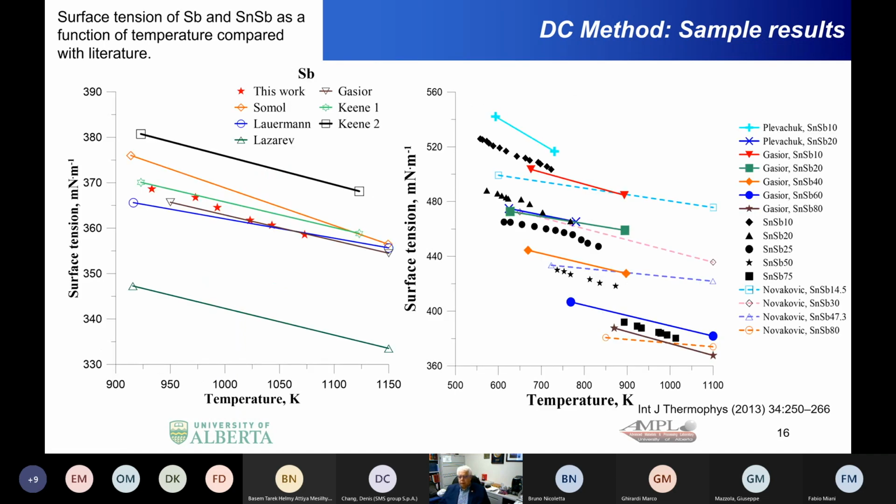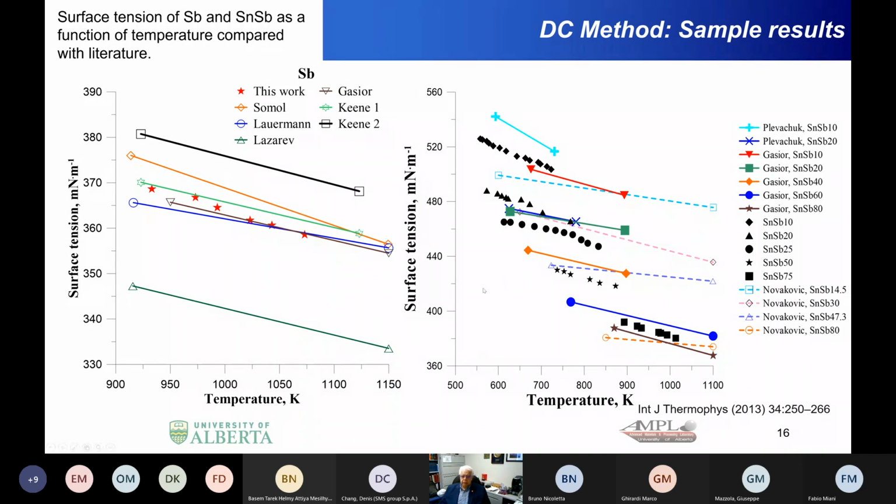Here is some more of Tomac's work showing the measurement of antimony. His work is shown here, the red stars, in very good agreement with other work that was done using other techniques. Here on the right, a tin antimony alloy. Again, the black points are the different alloy compositions, agreeing quite well with the other measurements that were done. And this is just showing the surface tension that were done using other techniques that are published in the literature.